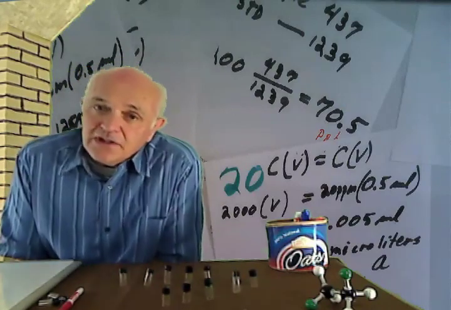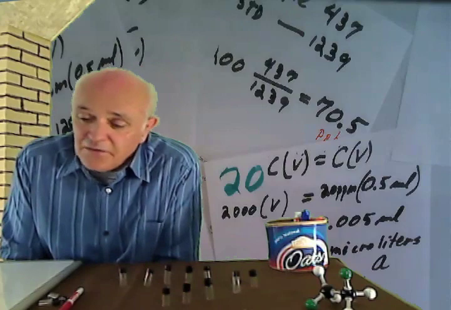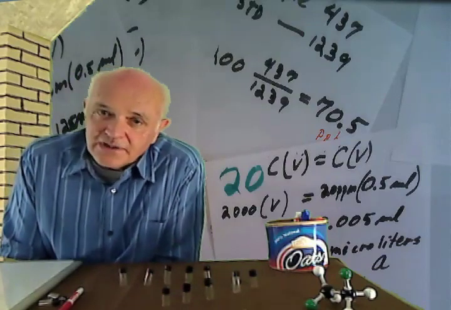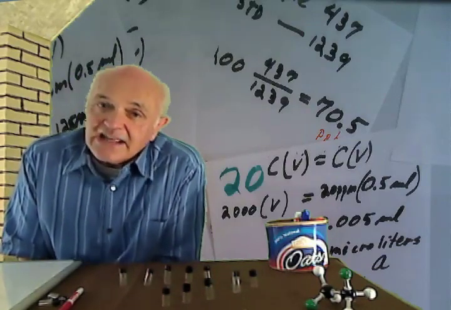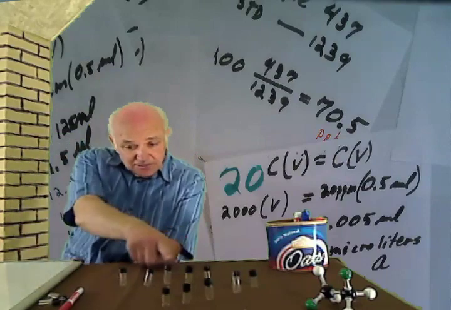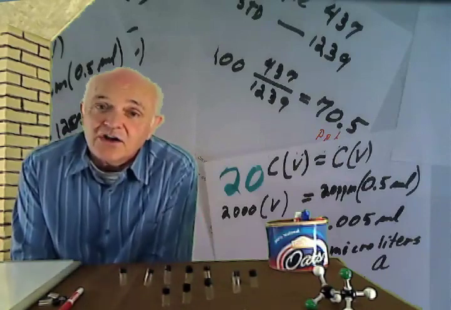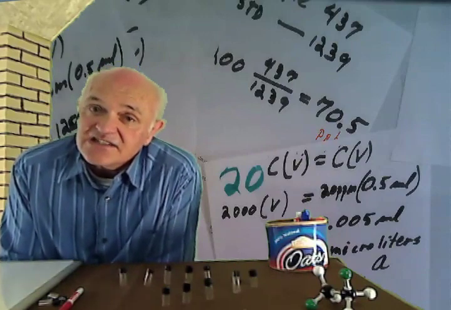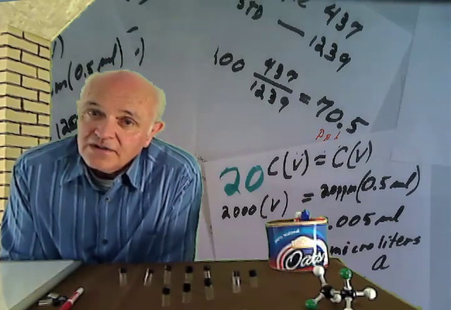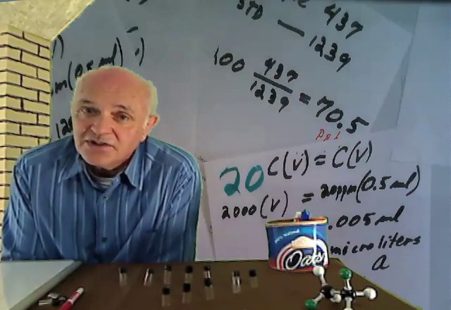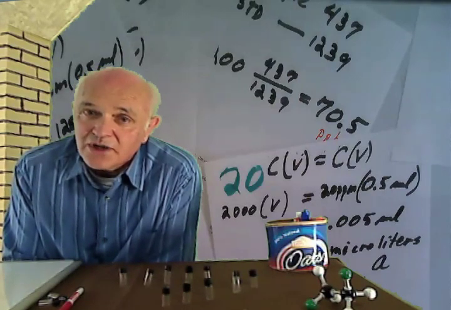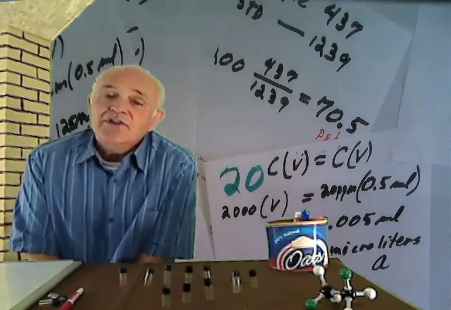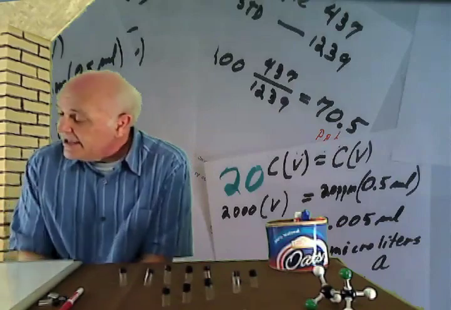The 0.5 milliliter is extremely important. The 0.5 milliliter is not approximately a 0.5 milliliter. It's exactly a 0.5 milliliter. And you should be able to look across them and see that they all have the exact same volume. It's not any great trick, but it's very important that the volumes be right.